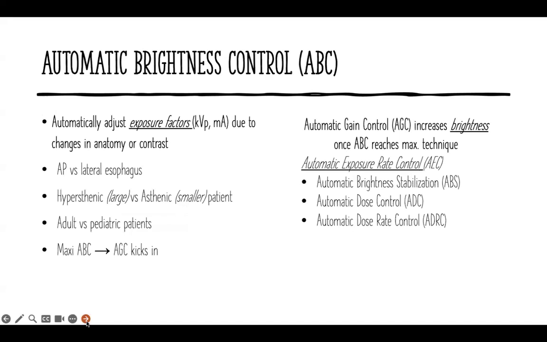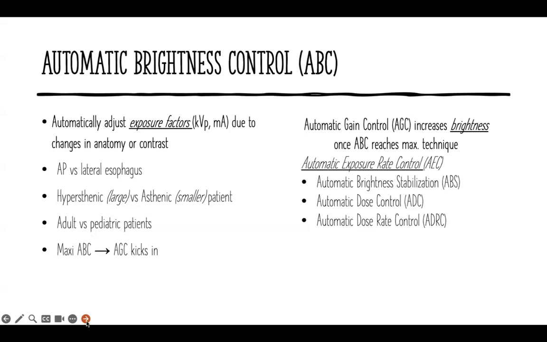So we're going to talk about automatic brightness control, ABC, and then AGC, automatic gain control. So ABC is how the fluoro automatically adjusts the exposure factors due to changes in anatomy. So like I told you, the patient's there, the radiologist may hit the fluoro button, and the machine is going to give you a technique. Now, whether that technique is good for the radiologist, it depends. But when you have the patient sit up on the table, you hit the fluoro button, it's going to give you a technique.